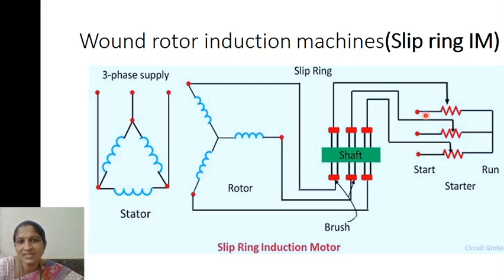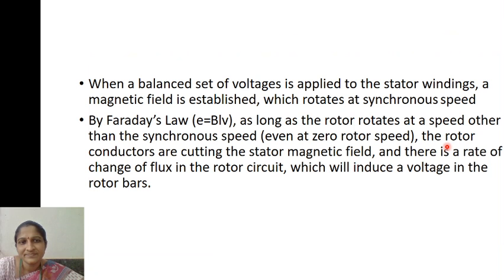So in wound rotor induction machines, because we can add extra resistance, by varying this resistance you can control the speed of the induction machine. This cannot be done for the squirrel cage induction rotor, because we cannot add any extra resistance in that case. Okay.